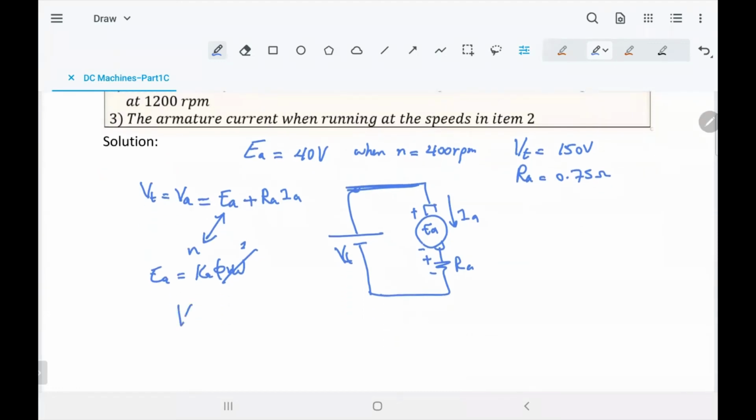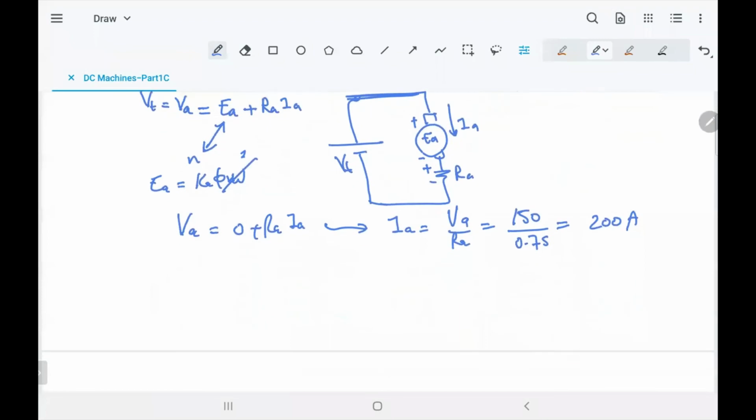So at starting, VA will be equal to 0 plus RA IA. So the current will be equal to VA divided by RA. VA is equal to 150, and RA is equal to 0.75. Then the current will be equal to 200 amp. The starting current is always really high, because once you have the EA term there, to find IA you subtract V minus E, and they are so close that the current drops dramatically. That's why we're going to talk about techniques for starting a DC machine without this high current, 200 amp.